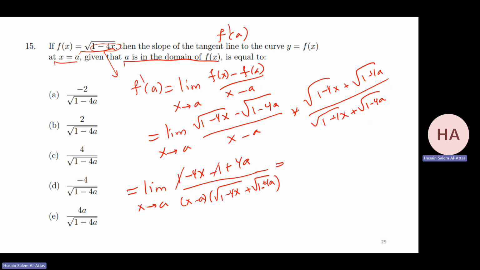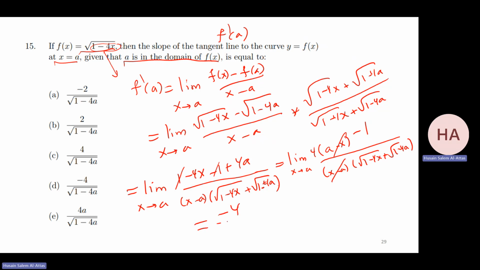Cancelled. Can take 4 as a common factor. I have a minus x over x minus a, square root 1 minus 4x, square root 1 minus 4a. This is cancelled, remaining minus 1. So my answer is minus 4 over, and let x goes to a. So I have 1 minus 4a, 2 square root 1 minus 4a, and that is minus 2 over square root 1 minus 4a, which is this one.